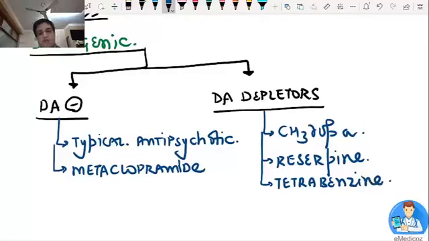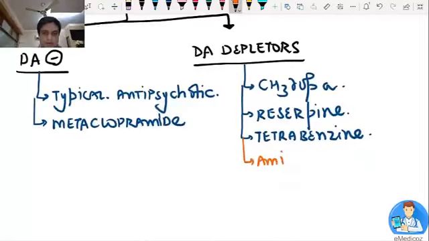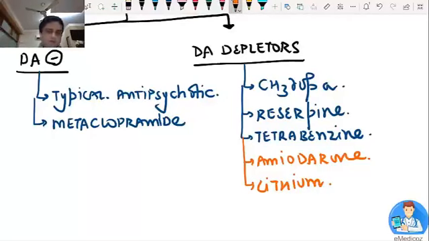Just a view on two more drugs which Harrison tries to include in the list, somewhere having a slight dopamine depleter effect also. Two more drugs: one is amiodarone and the second one happens to be lithium. So they might also cause Parkinsonism if they're given in the long run, amiodarone and lithium, two more drugs, right?